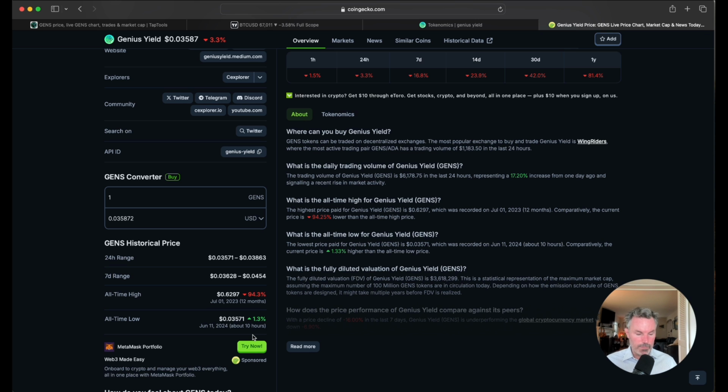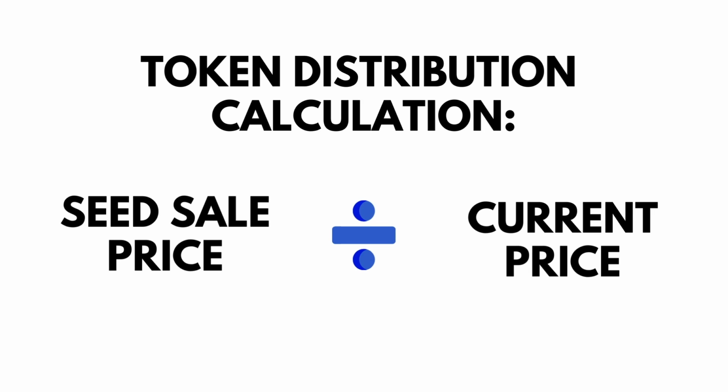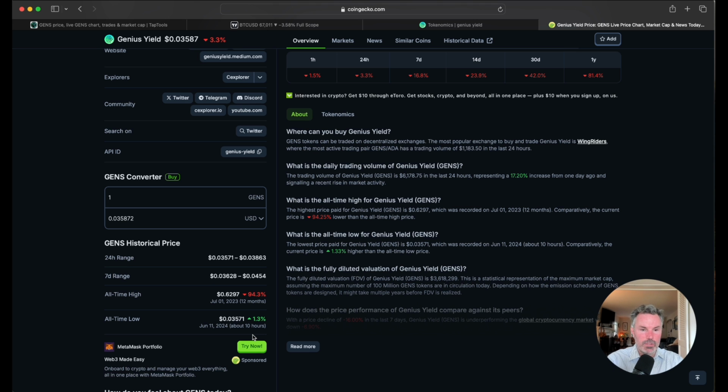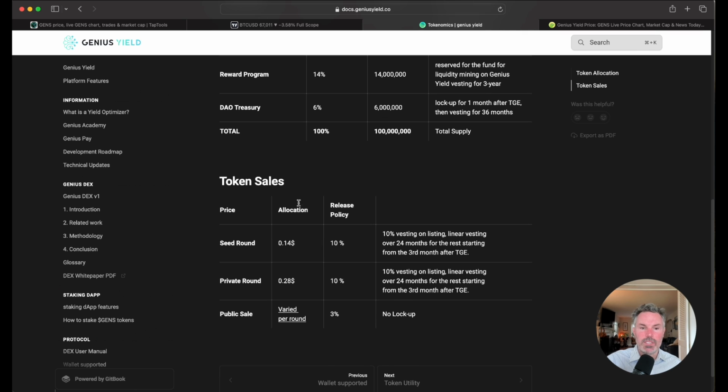And what's the calculation? The calculation is that we are going to divide that seed price and the private sale price by the current price. That's this calculation, the token distribution calculation. And we're going to look for a high number. So let's go back. Okay. Let's go back to this. We got the 14 cents. So what is that?